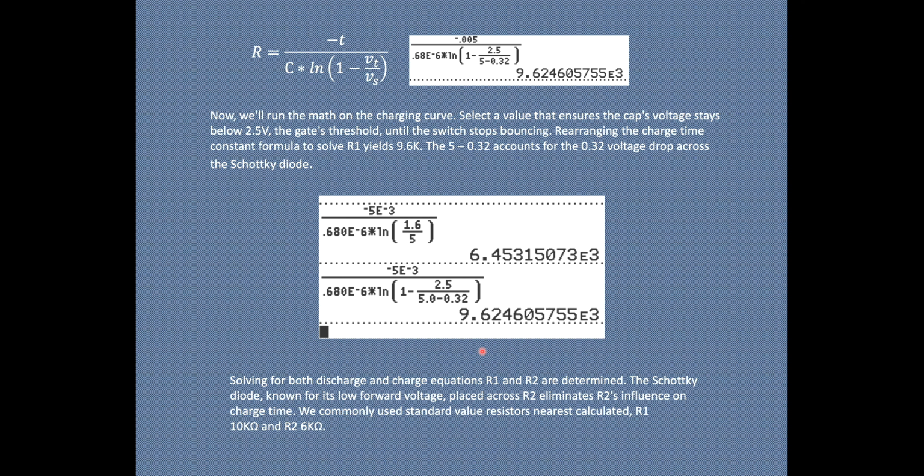Okay, here's the calculation we made on the charge side. And again, what we're saying is, to get to 2.5 based on a 9.63K resistor and a 0.68 microfarad capacitor, it'll take 5 milliseconds to get to 2.5 volts. And hopefully that'll be longer than the switch bounce period. And these are the calculations we made for both the discharge and the charge.